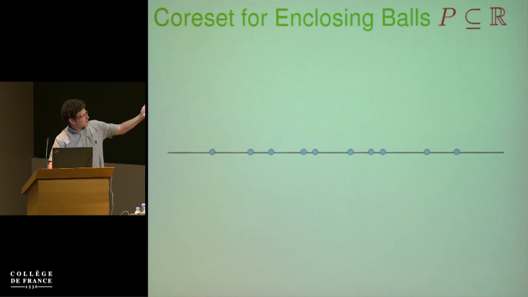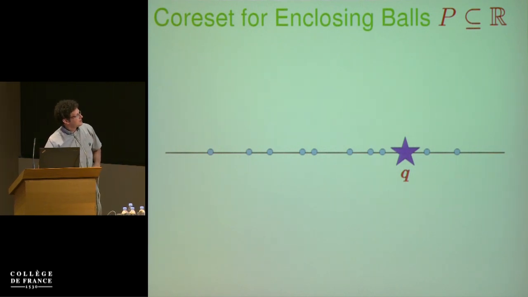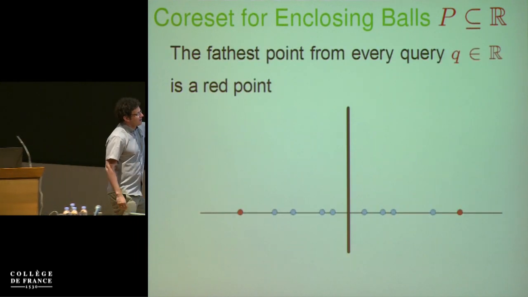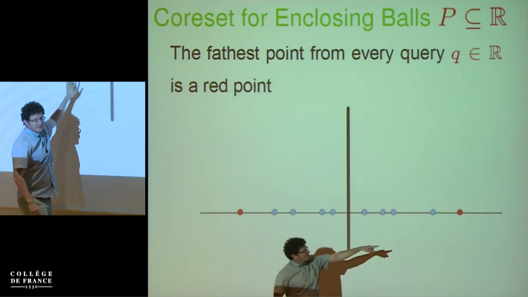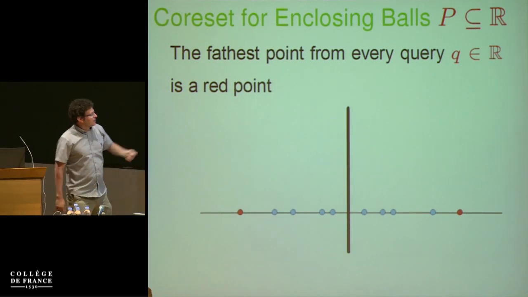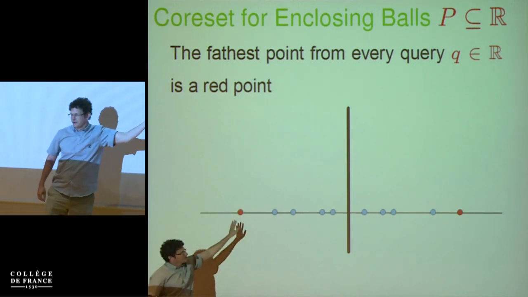Okay, it's trivial. If I give you this Q, who will be the farthest point? It will be this one. If I give you a query here, it will be the other one. So in general, the farthest point can be either this one or this one for every query. This will be the farthest for every query here. This will be the farthest. So we just need two representative points, and for whatever query I give you, you know who is the farthest. You actually don't need all the points in between.